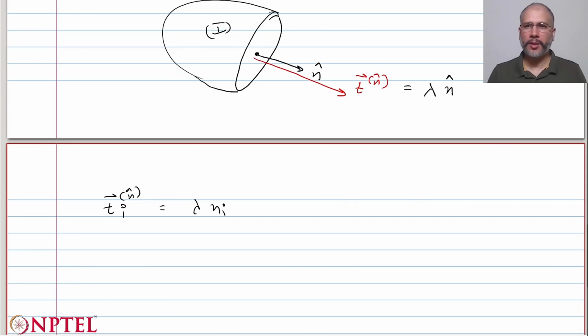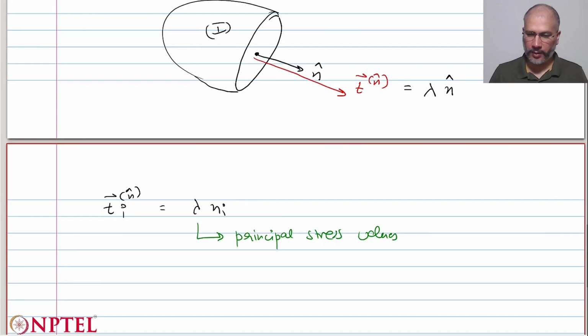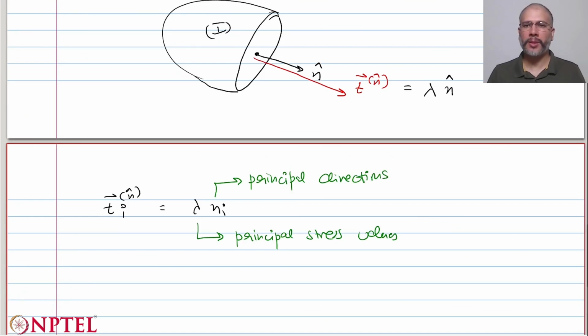In the index notation, it will look like this, where our lambda or lambdas will be called principal stress values, and the n_i's or the n hats, the corresponding vectors to the cutting planes on which the traction is normal, are called principal directions.